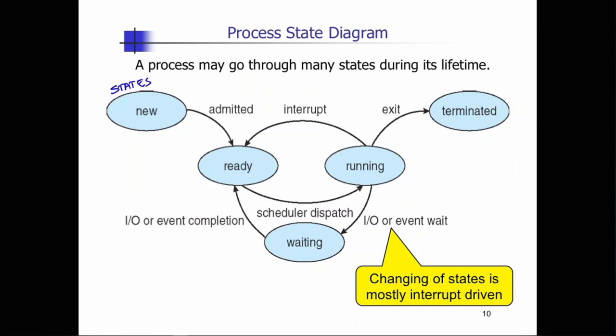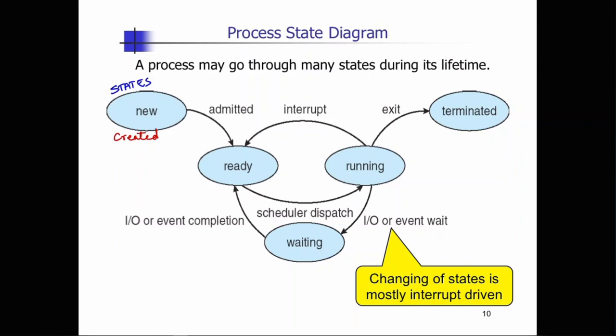So in this diagram, we have 1, 2, 3, 4, 5 different states that are indicated for each process. So what does the new state mean? Well, if a process is newly created, then it will be in the new state. So it is just created here. So let me write that over here, created.